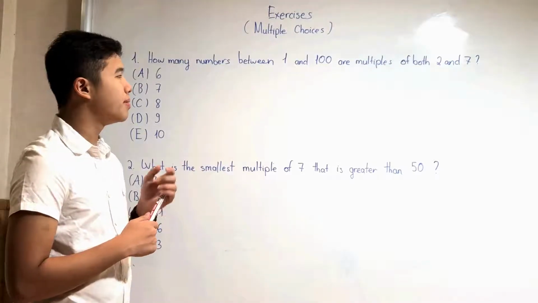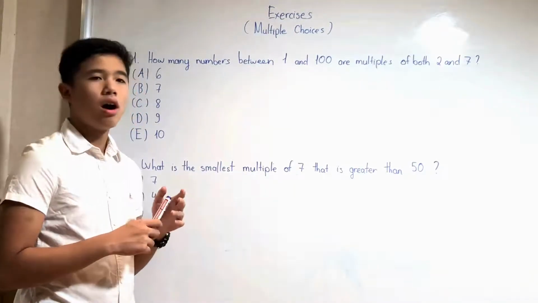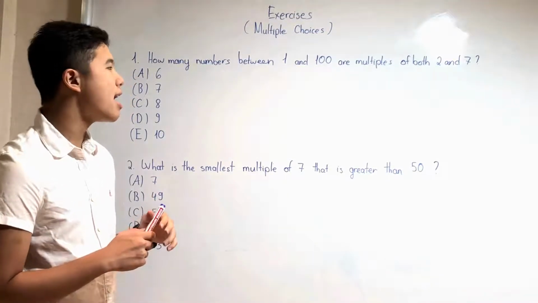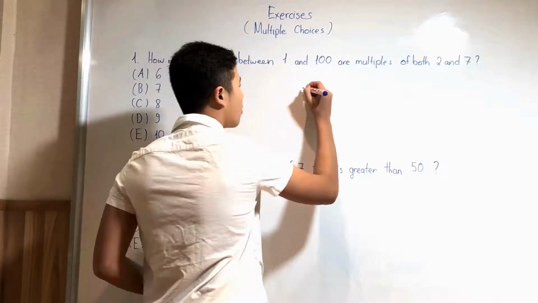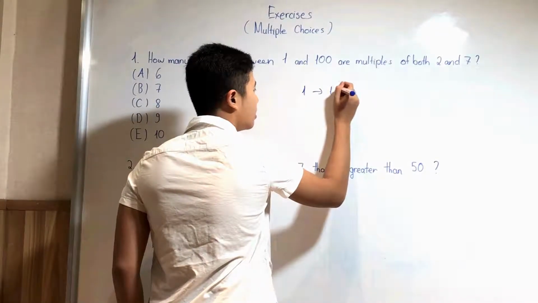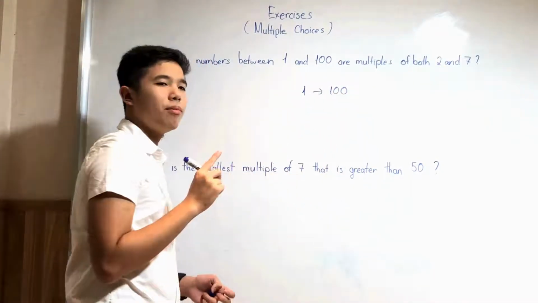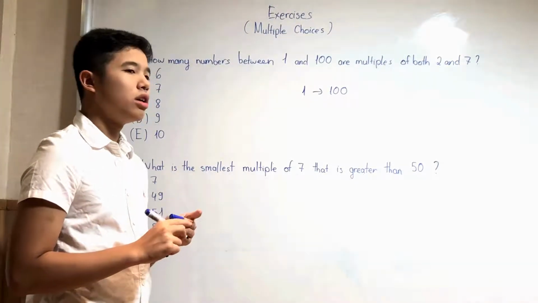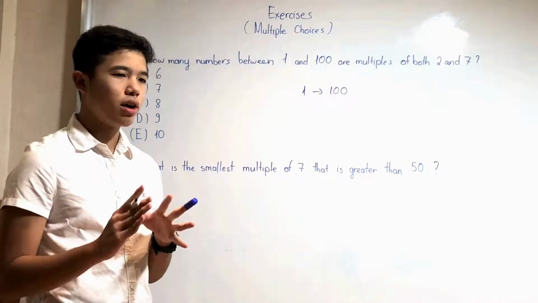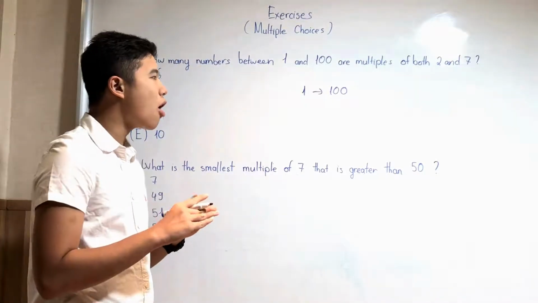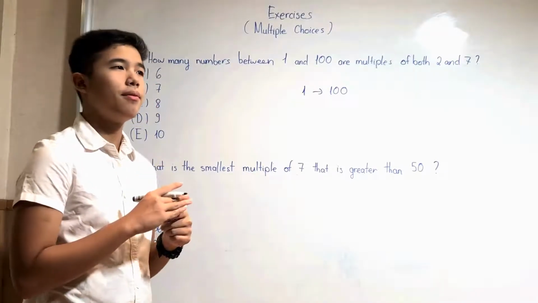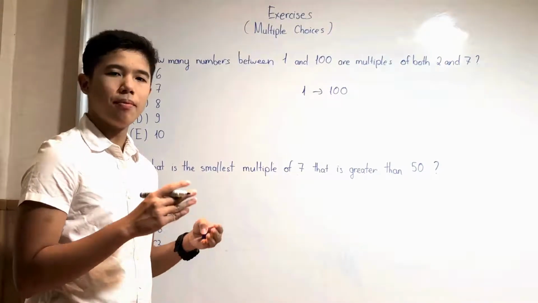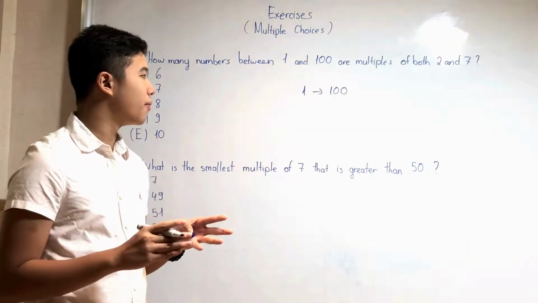How many numbers between 1 and 100 are multiples of both 2 and 7? So they ask from 1 to 100. You need to find how many numbers are multiples of 2 and 7. That means it can be divided by both 2 and 7.